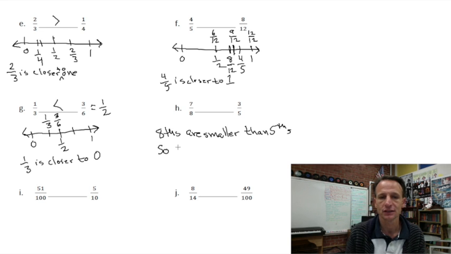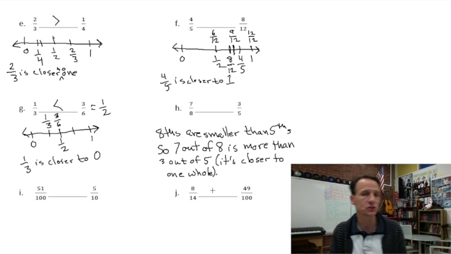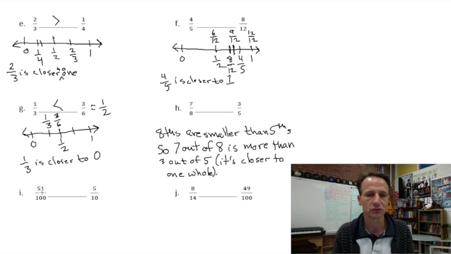So 7 out of 8 is more than 3 out of 5, and we can put in parentheses here, it's closer to 1 whole. You see how I said these are logic problems you can't just whip through, you kind of think these through. Now here's a great one. These last two actually both are terrific examples.